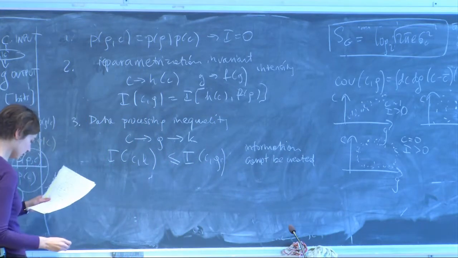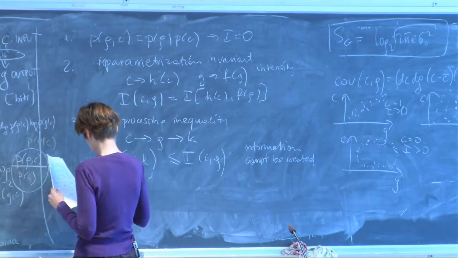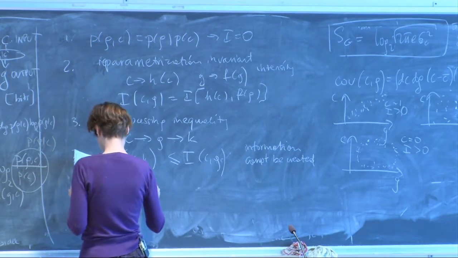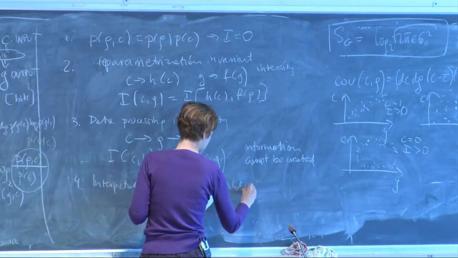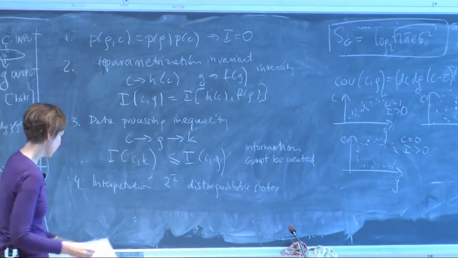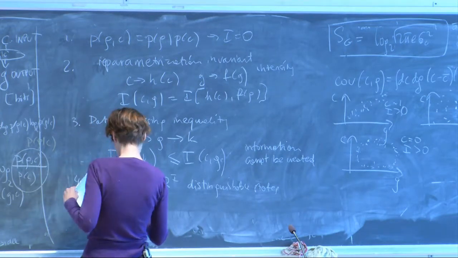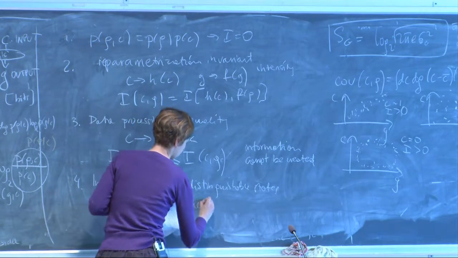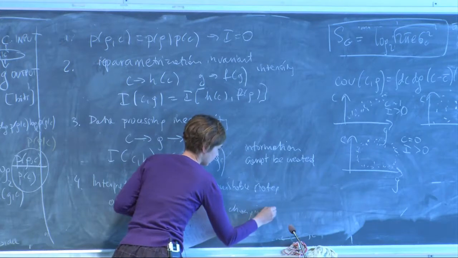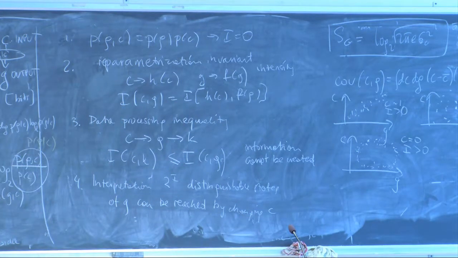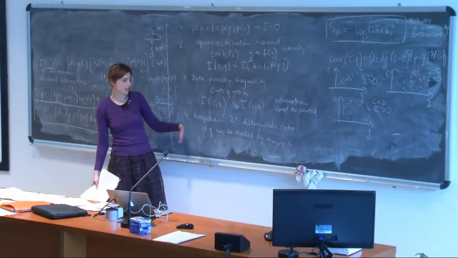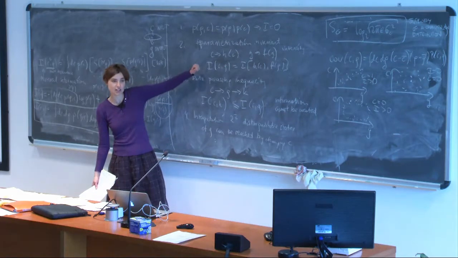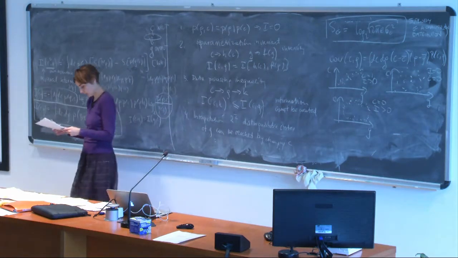And then this interpretation: that 2 to the I distinguishable states of G can be reached by changing C. Okay, so this is related to the interpretation we had for entropy, right? That it's a measure of state counting, and now since you're looking at the differences in the number of states, you're saying if I change C, how many different states in G, if I change the input, how many different states in the output can I count?